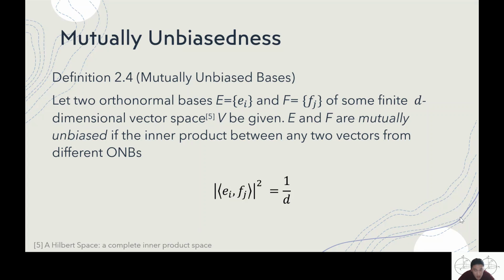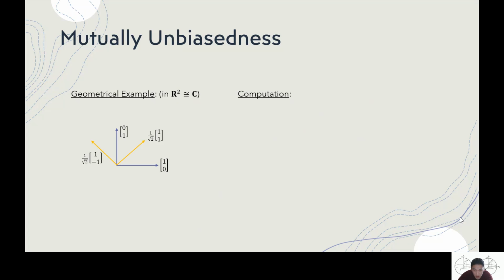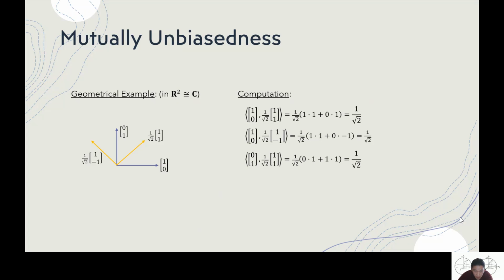Is there a nice way of visualizing them in space or geometrically? So here's an example. Let's be in R2, which is isomorphic to C, and consider the following orthonormal bases. We'll look at the standard basis here, and we'll look at the orthonormal basis rotated at 45 degrees, given here in yellow. Next, we can take the inner product of each of these pairs of vectors from opposing bases, and they all end up being 1 over the square root of 2 or negative 1 over the square root of 2. So we can verify that their magnitude squared is really just 1/2.